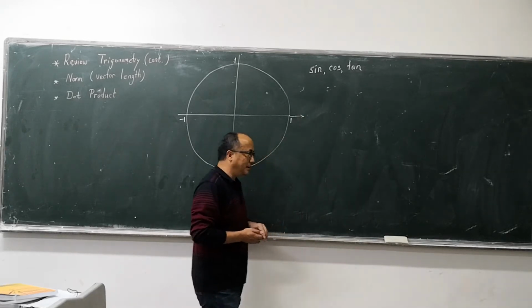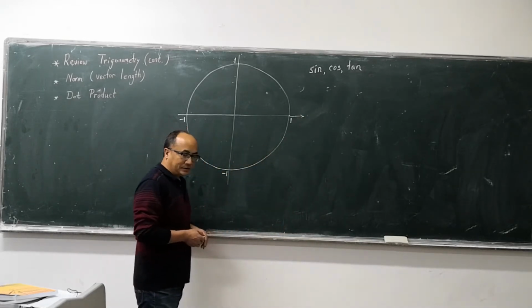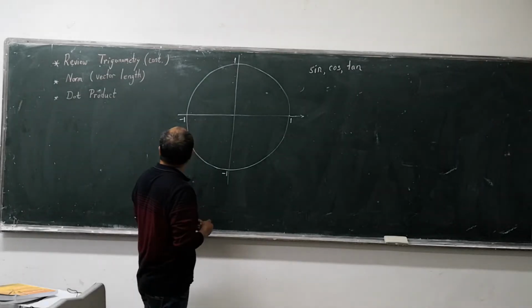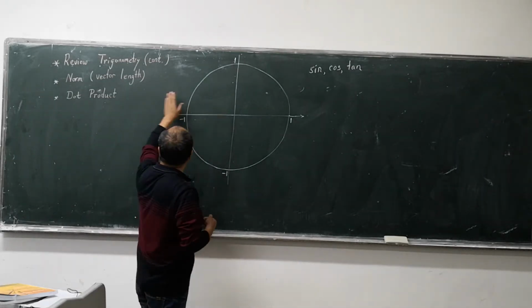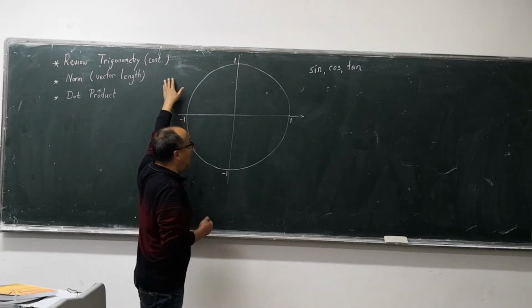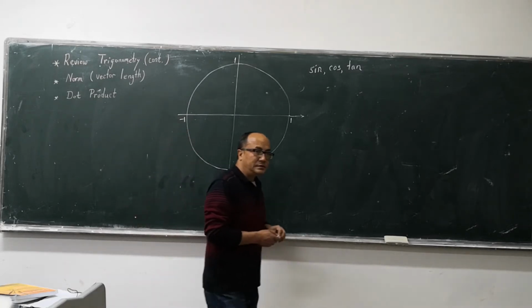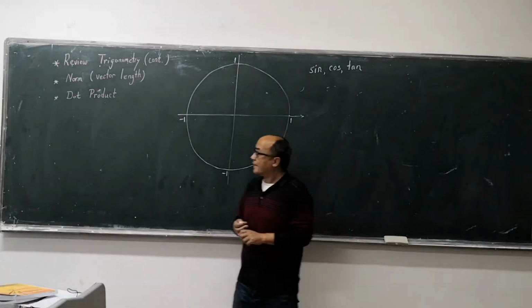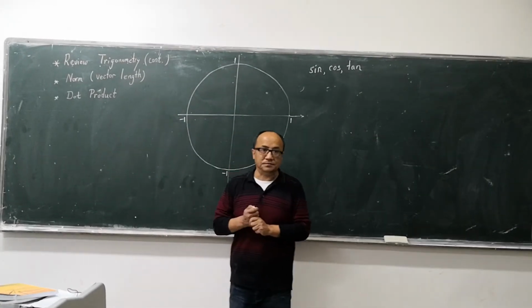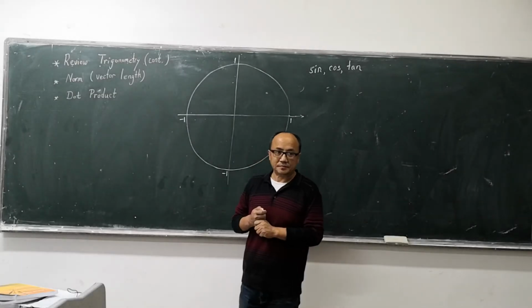The ratio is important. Depending on how we go today, if we have time, we will move on to the norm again, the vector length, and so on, the dot product.